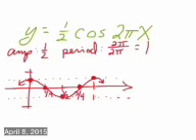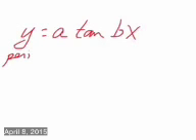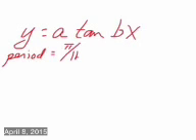The third type of graph that you're going to have is the tangent graph. Now, tangent curves are different. They look different than the others. The period is found by taking pi divided by b, or the absolute value of b.